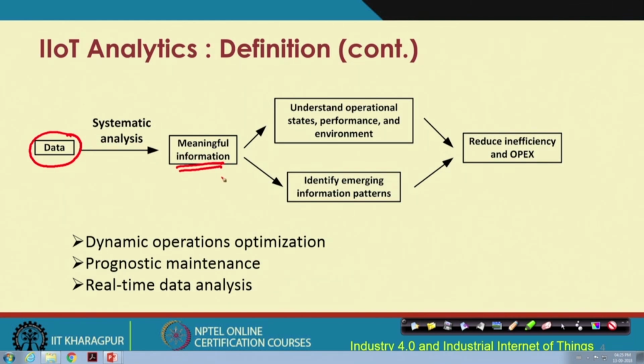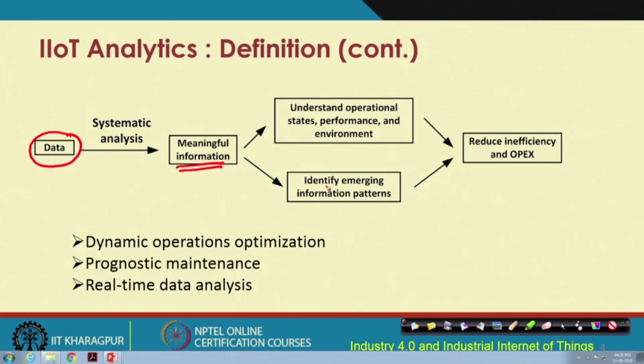This meaningful information will help us to understand the operational states, the performance and the environment in the industrial setting. That means, the operational states of the machine, the performance of the machine and the environment in which the machine operates. This information also helps in identifying different patterns that emerge out of the running of the system.